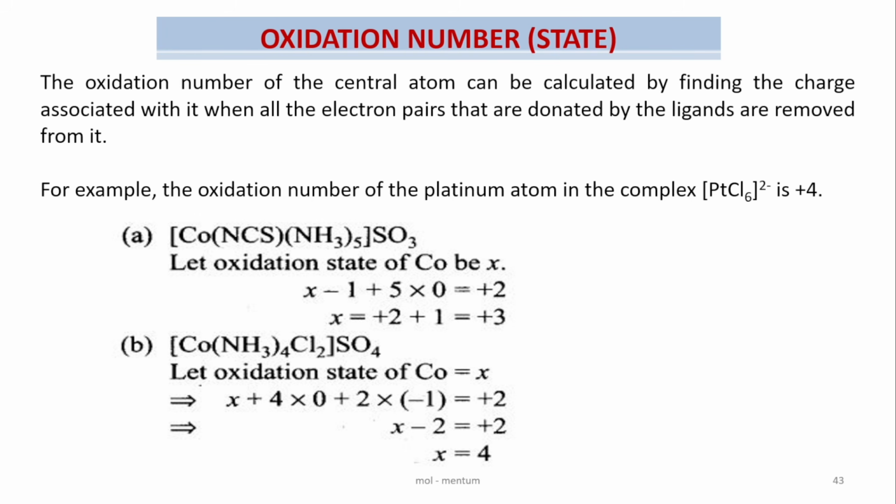Now, how do we calculate oxidation number? Very important, because in every nomenclature you have to write the oxidation number in Roman numerals. The oxidation number of the central metal can be calculated by finding the charge associated with it when there is a formation of the coordination compound. After the formation of the coordination compound, we should know the charge on a particular ligand, and only then can we calculate it.